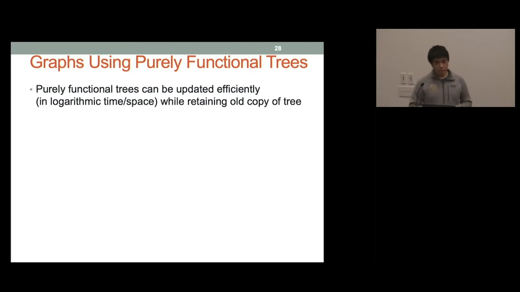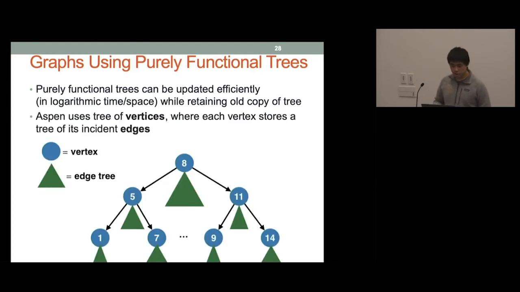The main idea behind Aspen is to represent the graph using what's called a purely functional tree. These are also known as persistent trees in the literature. One property of purely functional trees is that they can be updated efficiently in logarithmic time and space while retaining an old version of the tree. So you can actually keep around previous states of the tree. Aspen uses a tree of trees to represent the graph. We're going to have a purely functional tree over the vertex identifiers, and then for each vertex, we're going to store a purely functional tree on its outgoing edges.